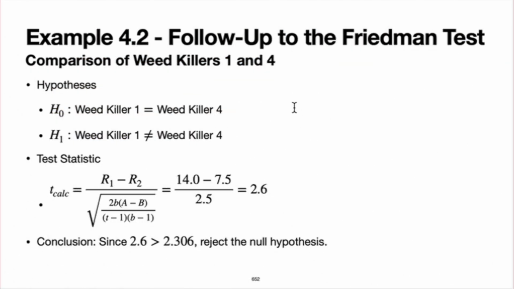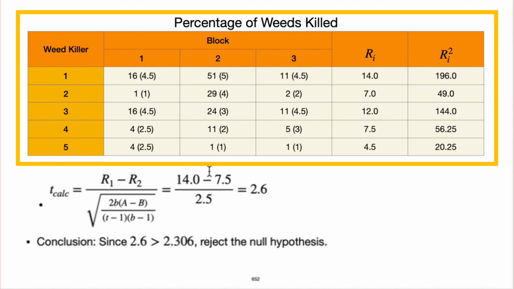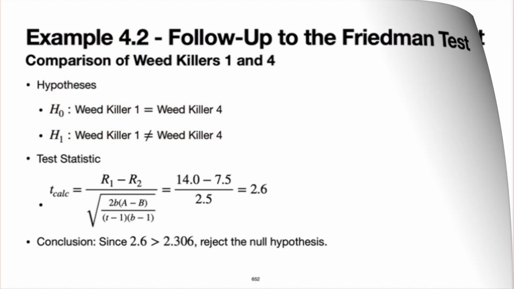Okay, comparing weed killers 1 and 4. All right, so we've got the hypotheses up here. The value of the test statistic is positive 2.6, and so because that exceeds the upper critical point of 2.306, the rejection criteria have been met, so we're going to reject the null hypothesis. So there is sufficient evidence at the 0.05 level of significance to conclude that weed killers 1 and 4 are in fact different in terms of their effectiveness, and we would conclude based on the R values that weed killer 1 is more effective than weed killer 4.